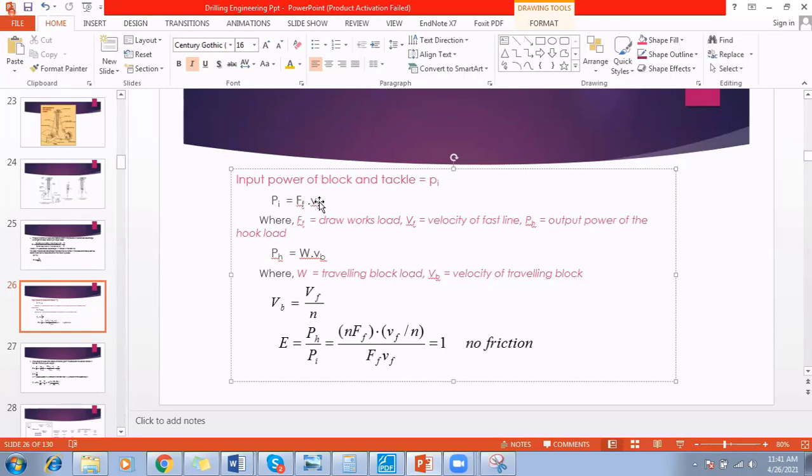So if you will take the product of the velocity of the fast line and the draw work load, or you can say the tension of the fast line, then you will get the input power. Okay, then you will get the input power.